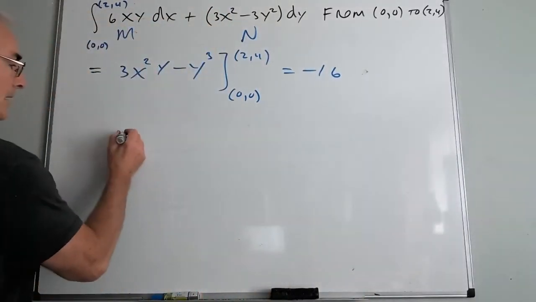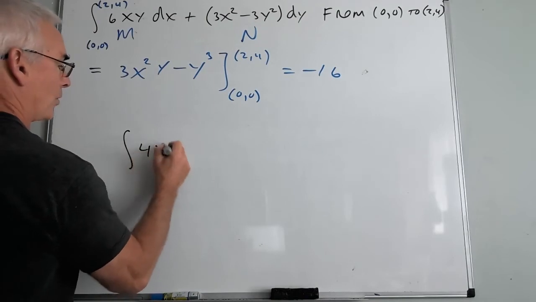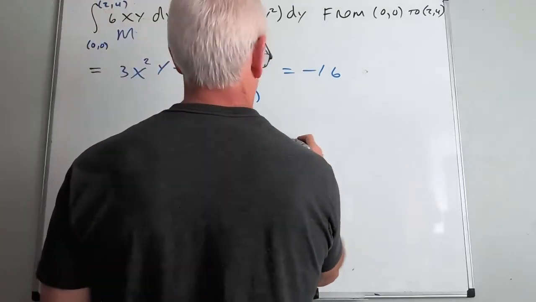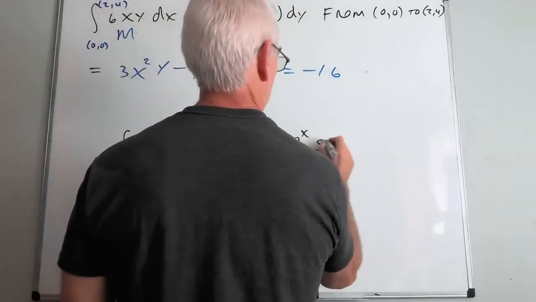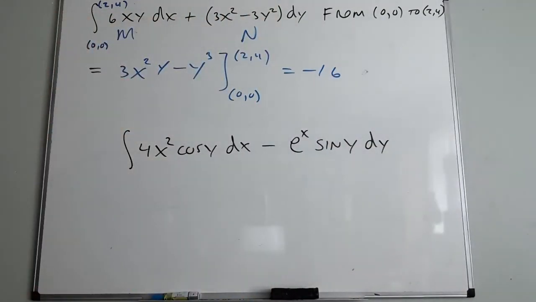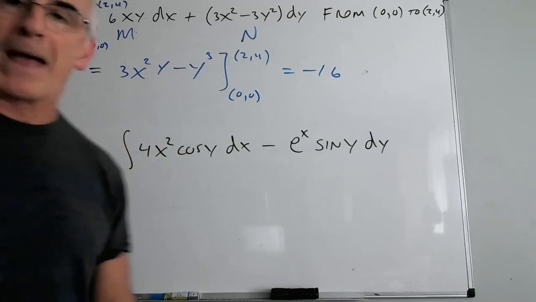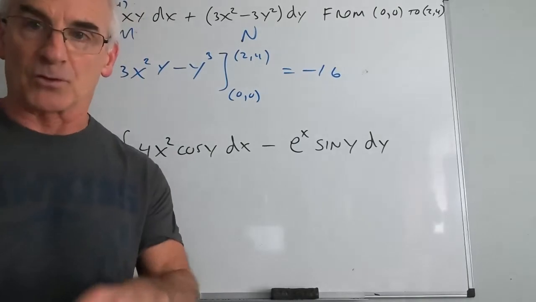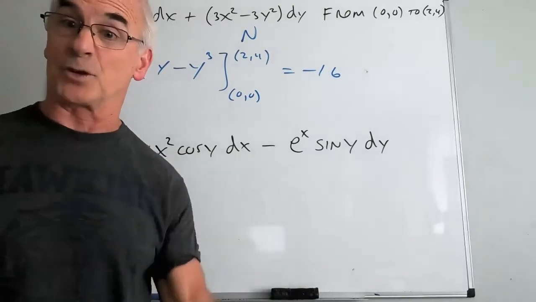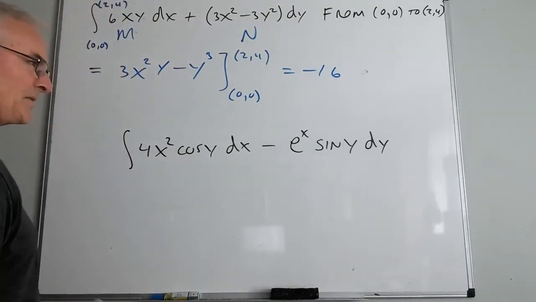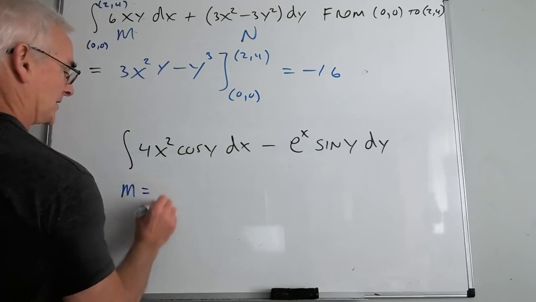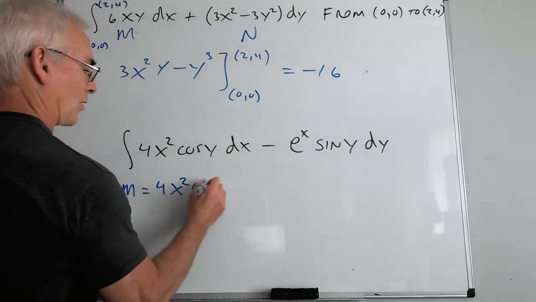So, new problem. I've got 4x squared cos y dx minus e to the x sine y dy. Is this path independent? The way you test it is you test the vector to see if it's conservative. So the first thing I need to do is say, well, what's my vector going to be? What's my M in this case? M is 4x squared cos y.